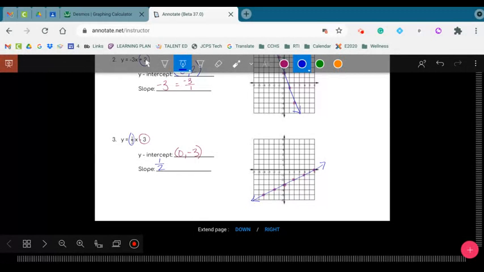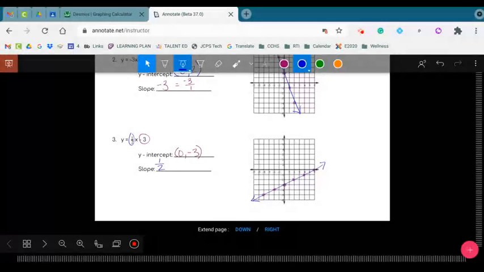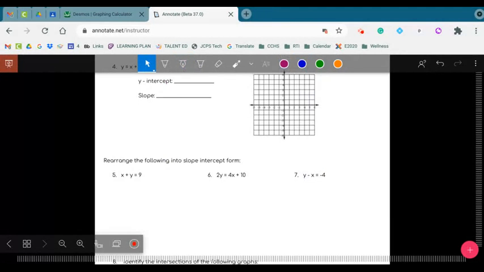So hopefully this makes sense in reviewing our slope-intercept and how we graph our y-intercept, and then we use our slope, which is rise over run, in order to figure out where our next points are going to be. Okay, go on to the back page.